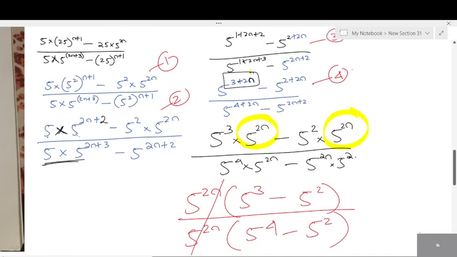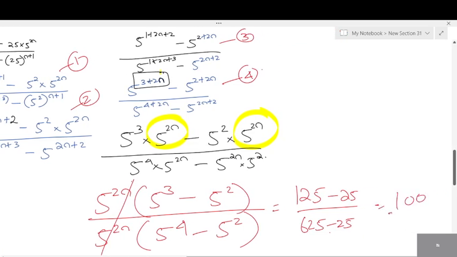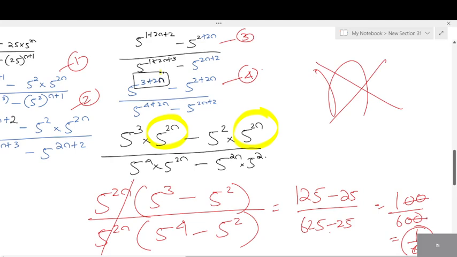Now what is 5 cube? Tell me the answer for 5 cube. 125 minus 5 square is 25. 5 to the power of 4 is 625. So 125 minus 25 is 100 in the numerator and 625 minus 25 is 600 in the denominator. 0 gets cancelled. What's the answer we got? So initially we had variable n, we eliminated variable n and we got the answer 1 by 6.